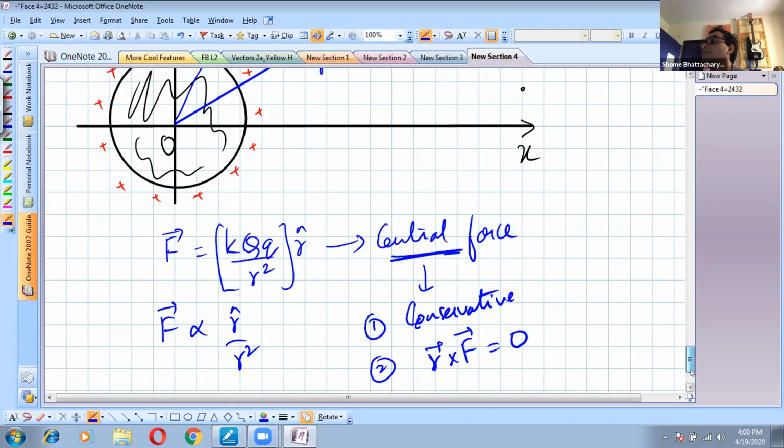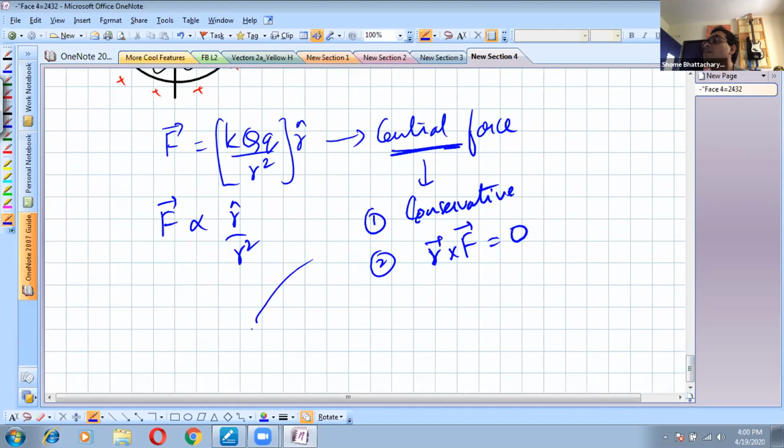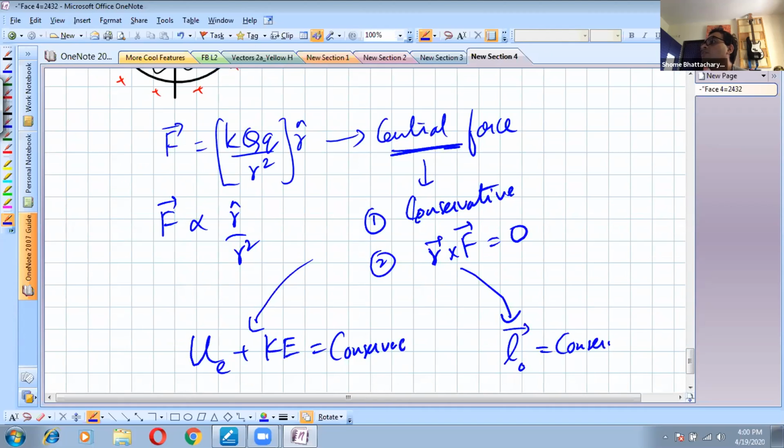So what is happening? The first thing means that electrostatic potential energy plus kinetic energy of the particle is conserved. And what the second thing means is that angular momentum of the particle with respect to the origin is conserved. So these are the two conservation principles we apply. First let's understand these two. Then I'm coming to the particular question and we'll understand how to apply these in that question.